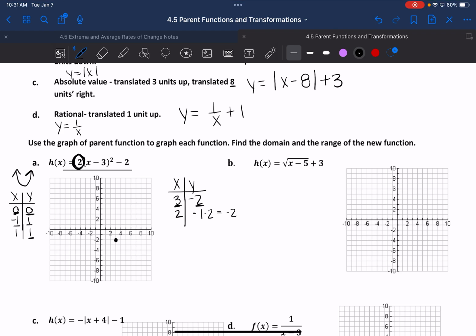Okay, so we're going to have a point at, oh, nope, that's not right. Did I move my points to the right spots? -2, 2.